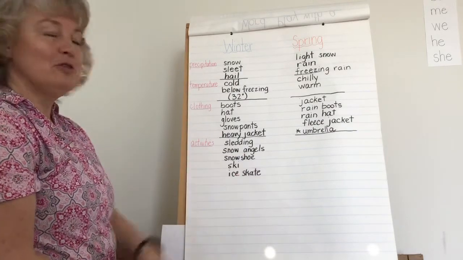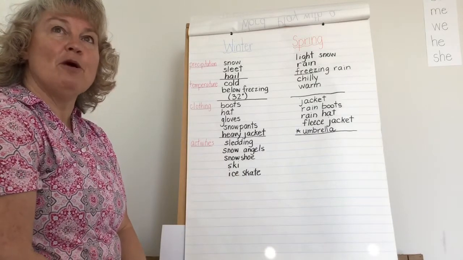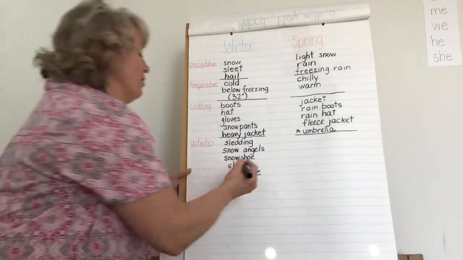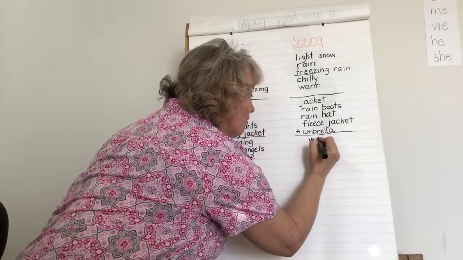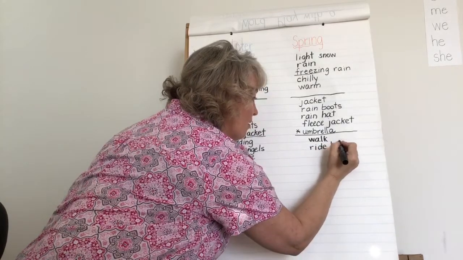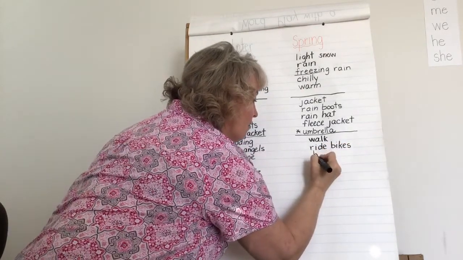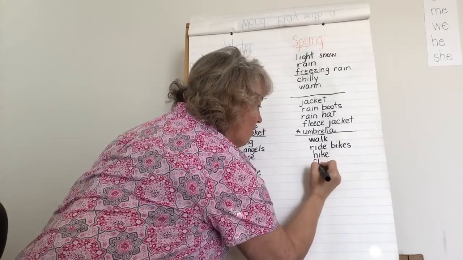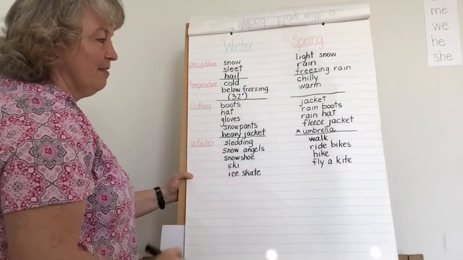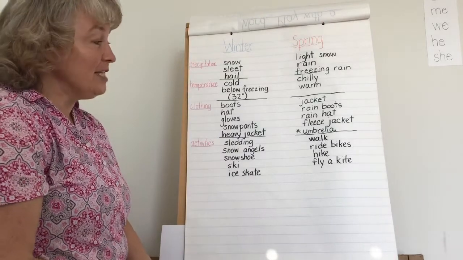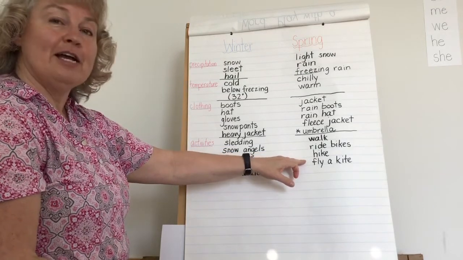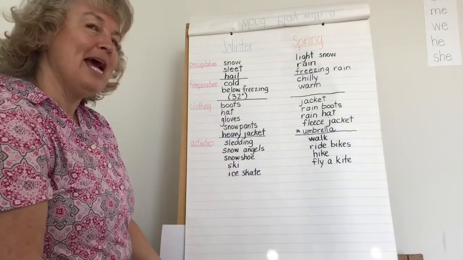Okay, all right. So now think about things that maybe you would do in the spring. Now that the weather's a little bit nicer, what have you done already? Go ahead and you think of yours while I write mine down. All right. Did you have any of the same things that I did? Go for a walk, ride bikes, go for a hike, fly a kite. And I bet you thought of some other things that maybe I didn't.